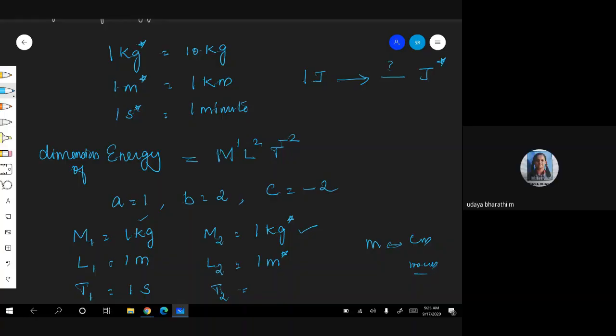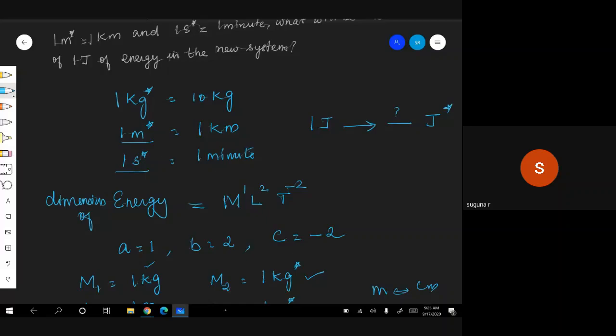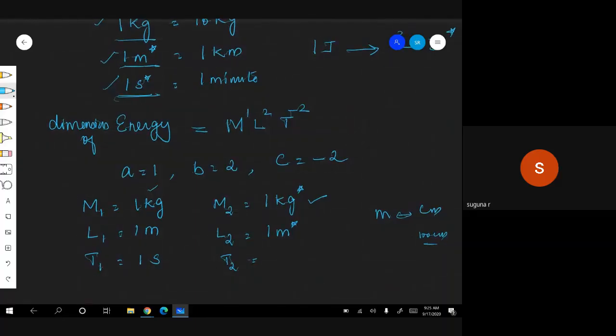Okay. Yes, ma'am. Then ma'am, T2, in L2 it's kilometer, ma'am. Meter star. See here, kilogram star, meter star, second star. It is the unit for mass, length, and time in the star unit. In the star unit. Is it clear?